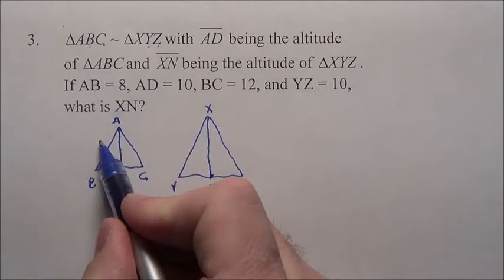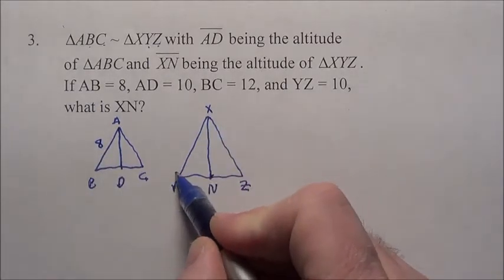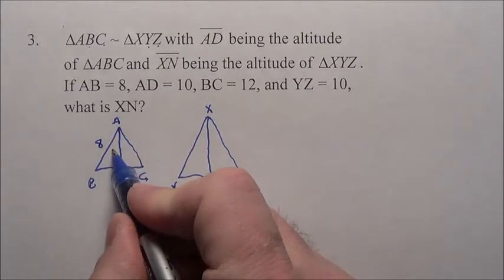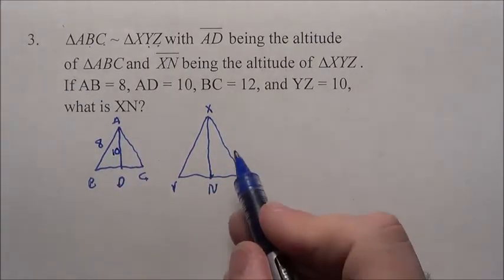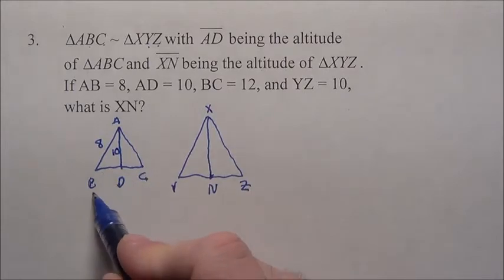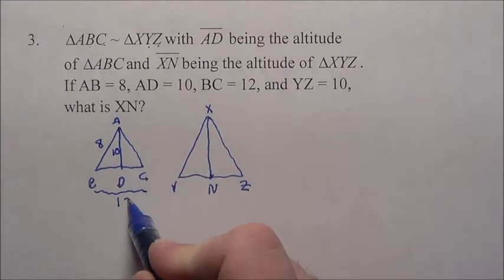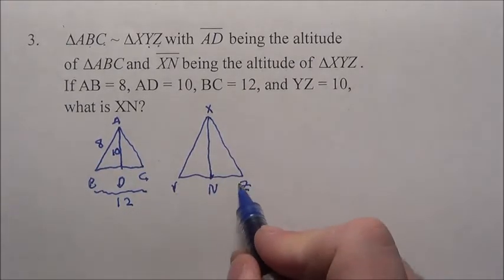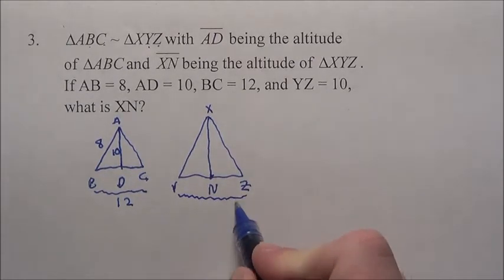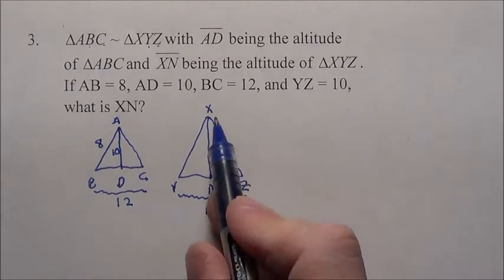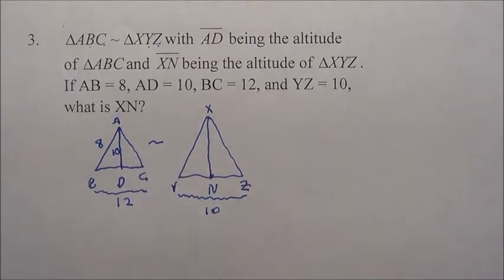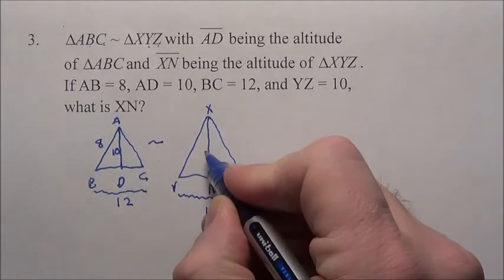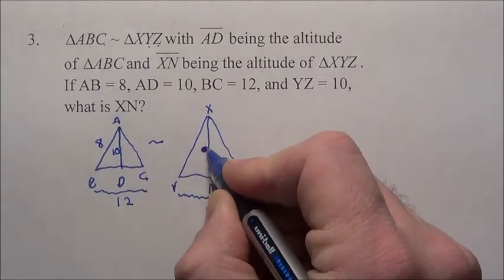AB is 8, so I have this side is 8, and it'll be similar to whatever that side right there is. AD is 10. A to D, that altitude is 10. BC, that distance all the way across, it says is 12. And YZ, Y to Z, the distance all the way across on this guy, is 10. So this triangle is a little smaller, but we know they're similar, no big deal. So it says, what is X to N? We're trying to find this missing length right here.